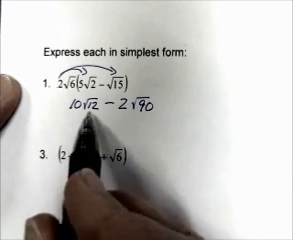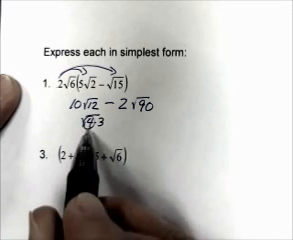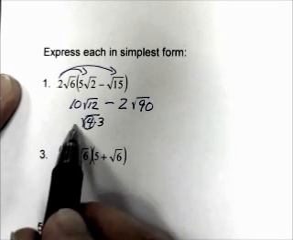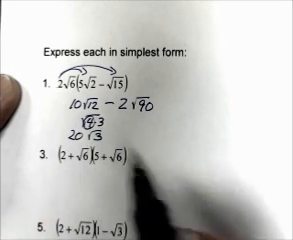Now simplify. 12, you're thinking 4 times 3. Square root of 4 is 2. So I'm going to do this in one step. 2 comes out, and I times it by 10. So I get 20 square root of 3.